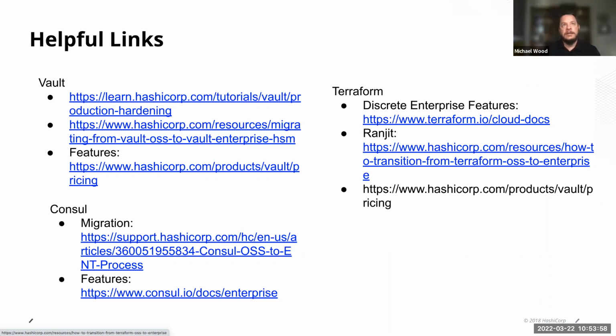On the Vault side, there's going to be production hardening guides. There's going to be migration guides. There's lots of things that will walk you through how to get done what you need to get done. I would say engage with some of our experts that bring that expertise. Your local SE, systems engineer, can provide you with some really detailed technical guidance as it comes to how you look at your environment and understand those nuances.